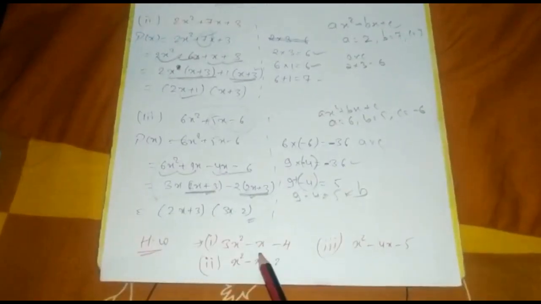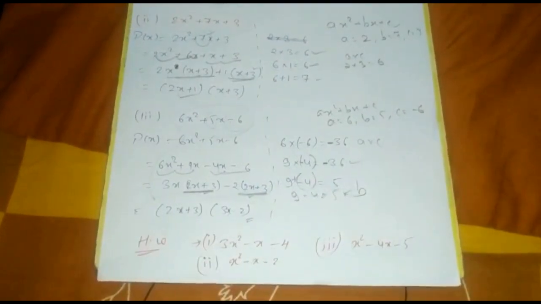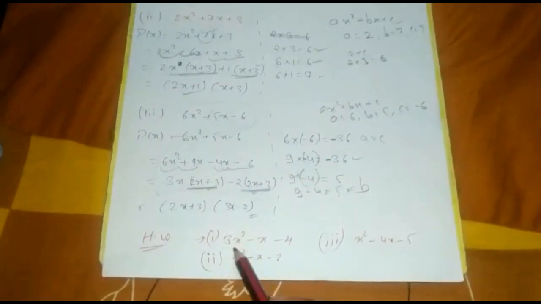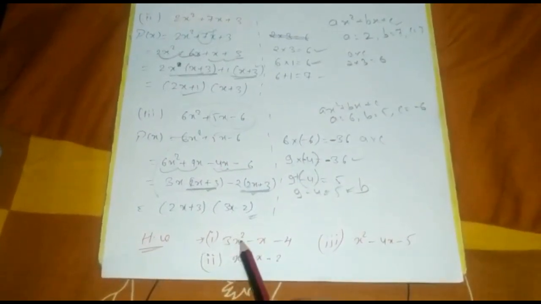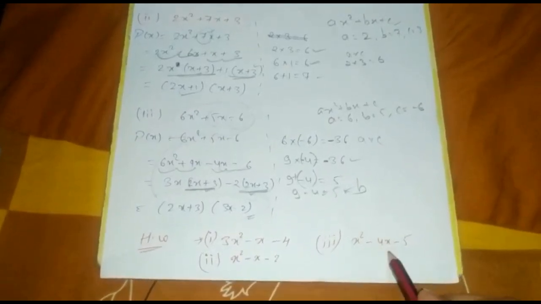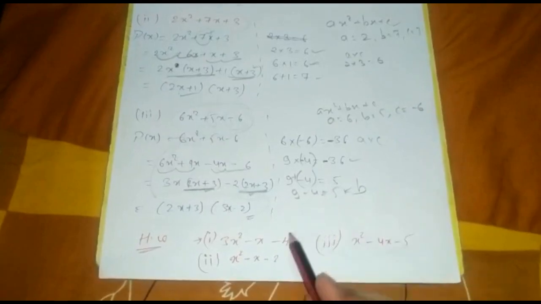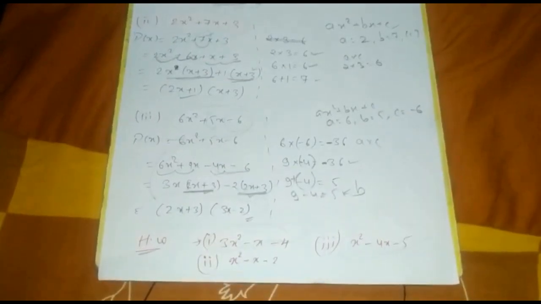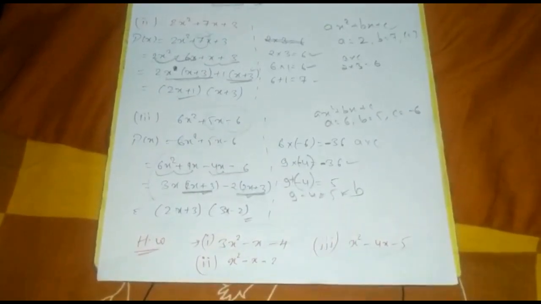Here are three questions related to the same concept, which you have to do at home on your own. That is 3x square minus x minus 4. Second one is x square minus x minus 2, and third one is x square minus 4x minus 5. You have to find the factors of these three expressions. Try these three questions at home.